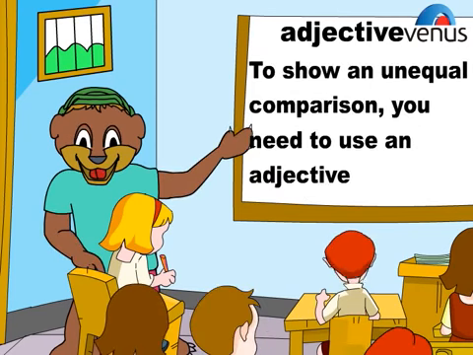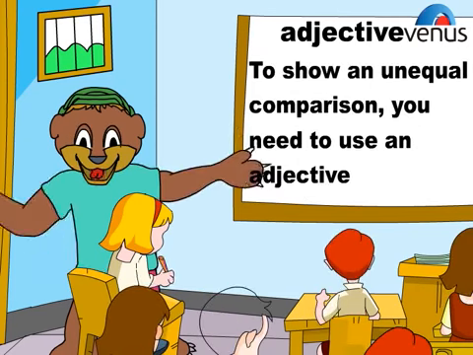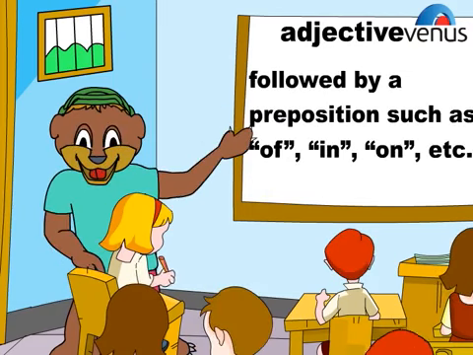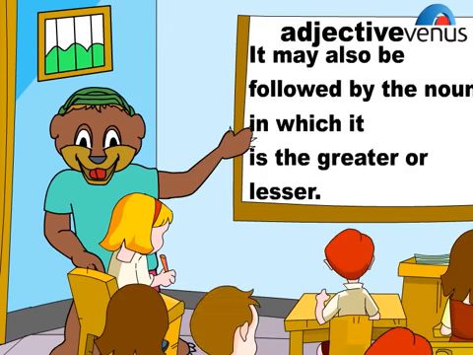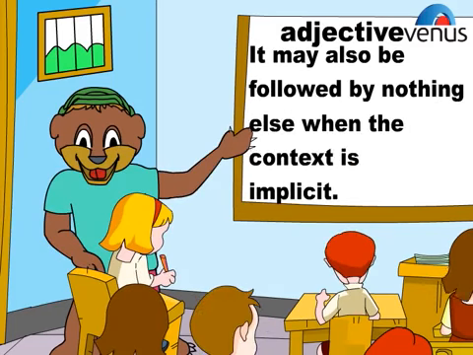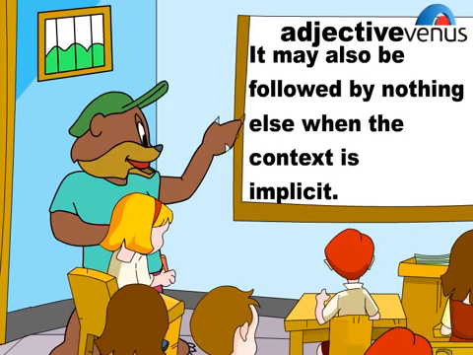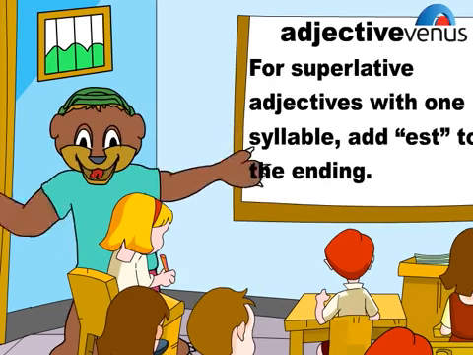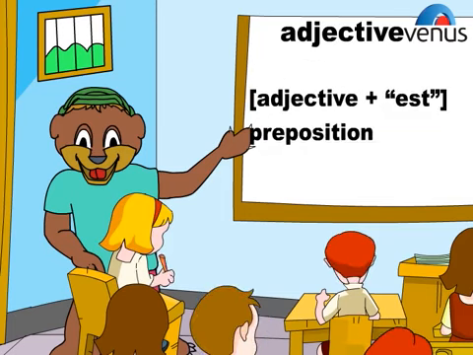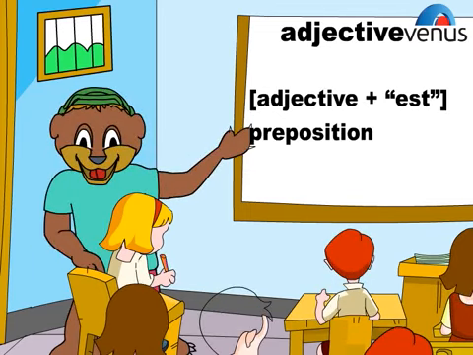To show an unequal comparison, you need to use an adjective followed by a preposition such as of, in, on, etc. It may also be followed by the noun in which it is the greater or lesser. It may also be followed by nothing else when the context is implicit. For superlative adjectives with 1 syllable, add est to the ending. Adjective plus est preposition.